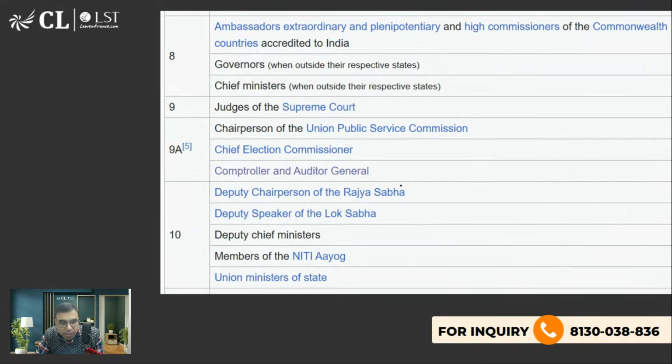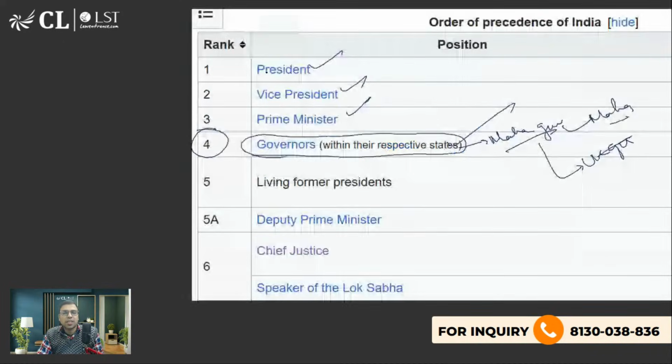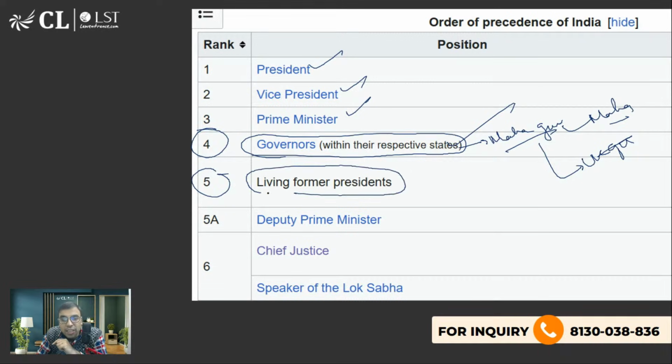Their name will come somewhere lower down. Governor, like at 8th rank, is the governor outside the respective state. This you have to understand. So president, vice president, prime minister, then governor. Then at fifth is the living former president. See how much value an ex-president has, 5th rank in the order of precedence.